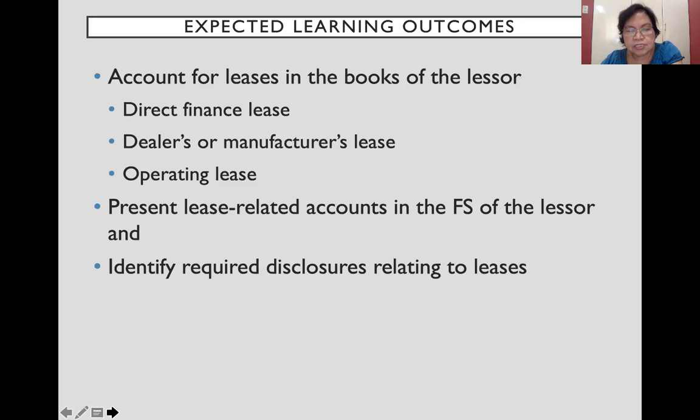So how do we determine whether the lease contract is to be accounted for as operating lease or as finance lease? Please take note that accounting for leases as operating lease or finance lease is not an option of the lessor. There are leases that are to be accounted for as operating leases, and there are leases that are to be accounted for as finance leases.